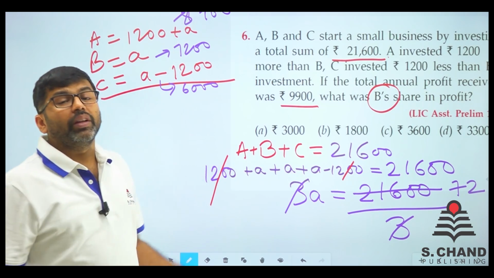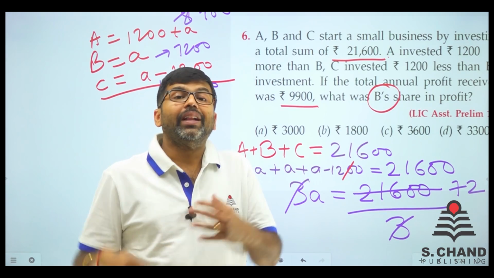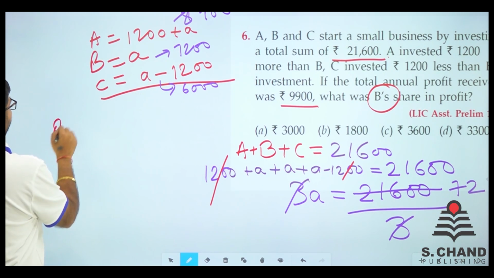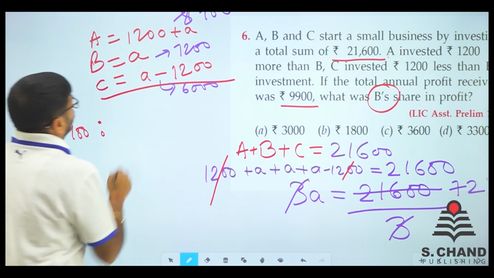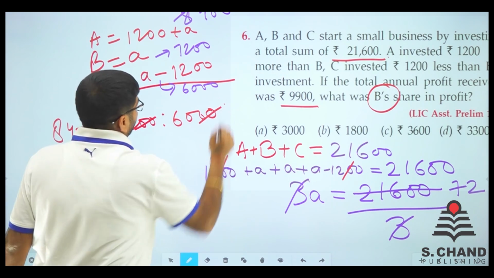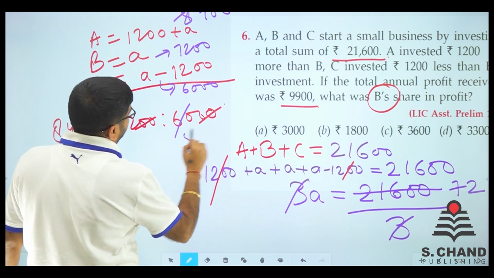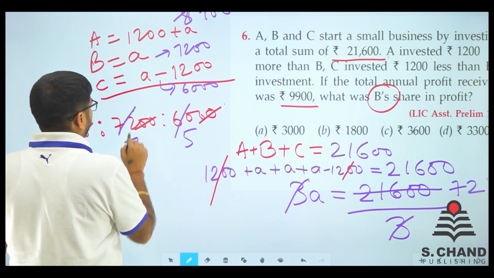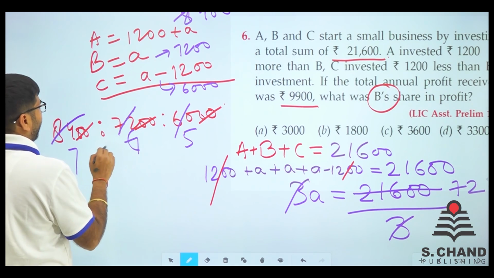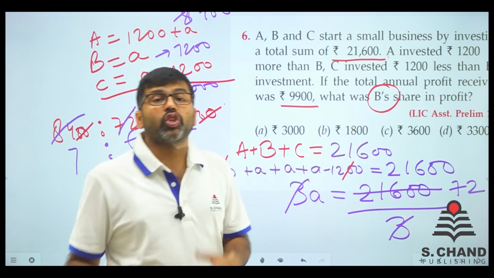So we need to find out the share of each. What they will get in profit will be proportionate to the amount they invested, right? So we have 8,400, 7,200 and 6,000. Remove two zeros: we have 84, 72 and 60. 12 into 5 is 60, 12 into 6 is 72, and 12 into 7 is 84. So it is 7 is to 6 is to 5. This is the actual ratio of their shares, right?